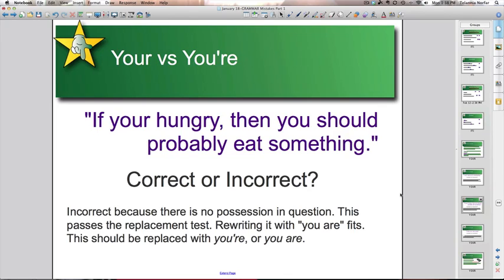It's okay. We got one more if you didn't. Incorrect because there is no possession in question. This passes the replacement test. Remember, rewriting it with you are fits. This should be replaced with you're, or you are. Again, let's read it with the you are. If you are hungry, then you should probably eat something. Does everybody get it? If I can replace it with you are and it works, then that's the right form. If I replace it with you are and it doesn't work, then the your without the apostrophe RE is the correct form. So let's try one more.